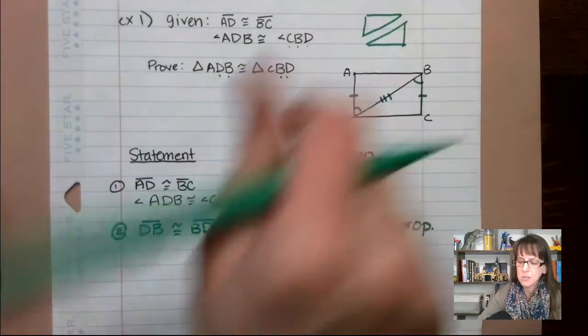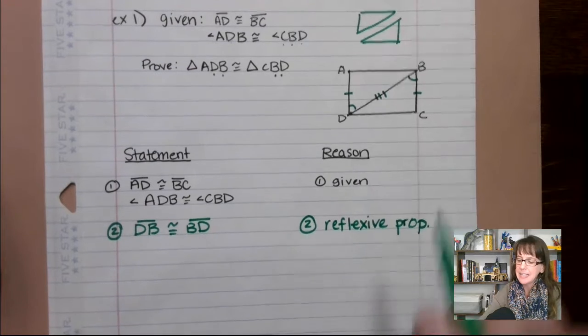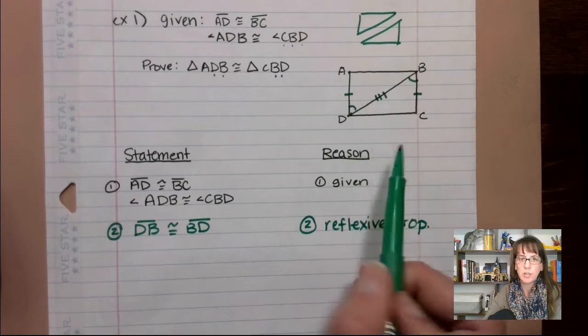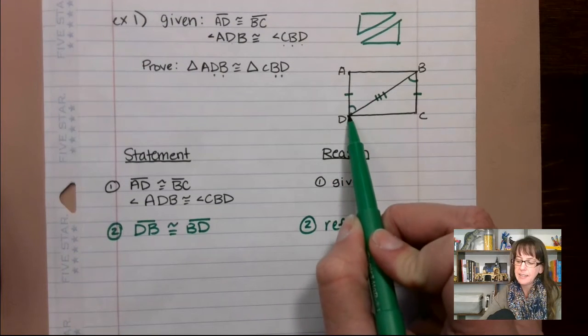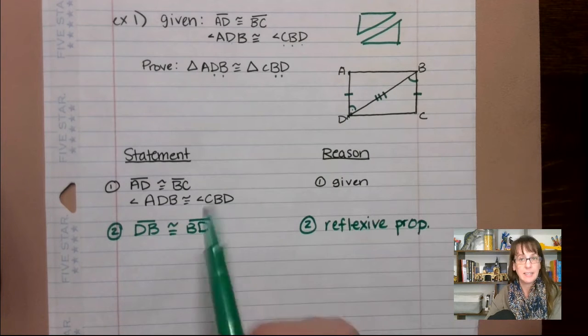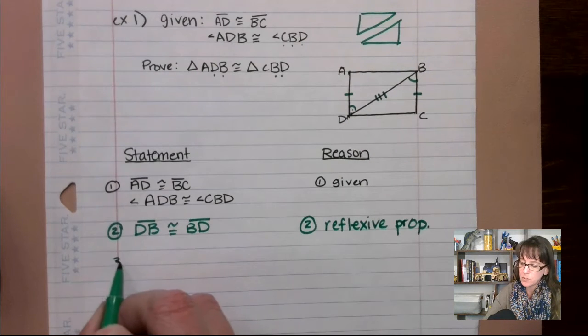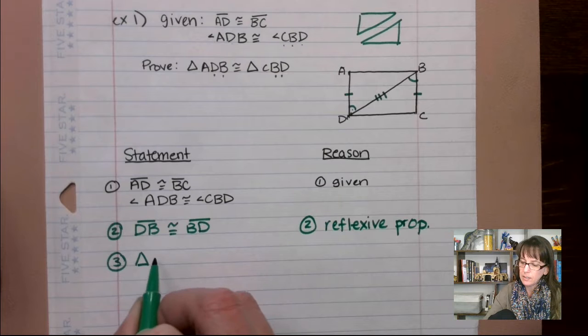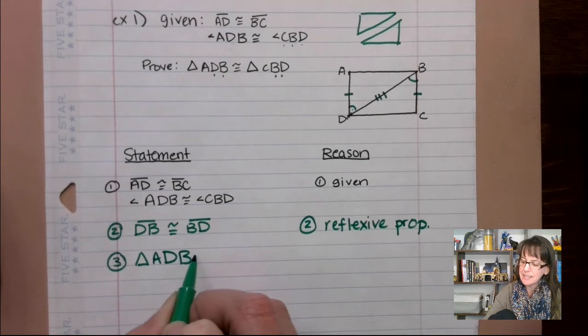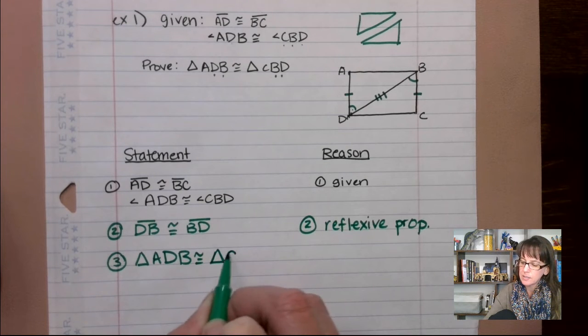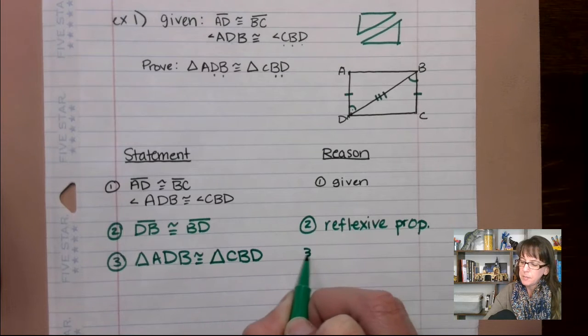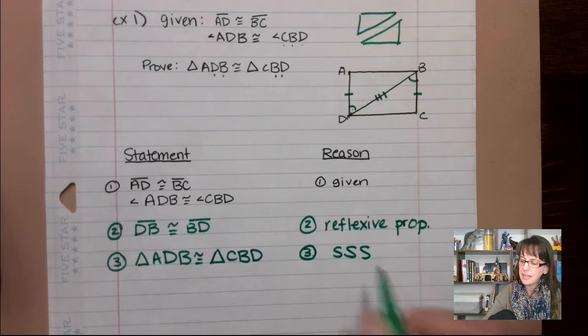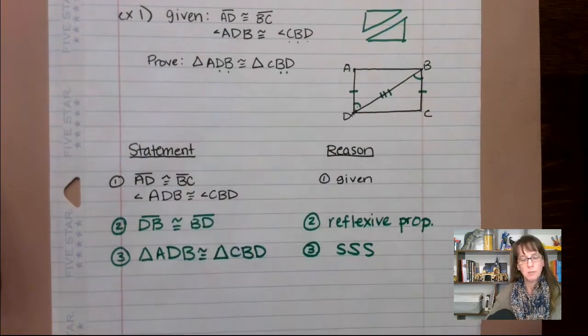Now, once we have done that, we can say side angle side. Since we're specifically talking about side angle side, if I were to separate these triangles out, you'll see that I have side, angle, and side. And again, that angle has to be between those. So I can say triangle ADB is congruent to triangle CBD because of side angle side. So I have now proven what I set out to prove.